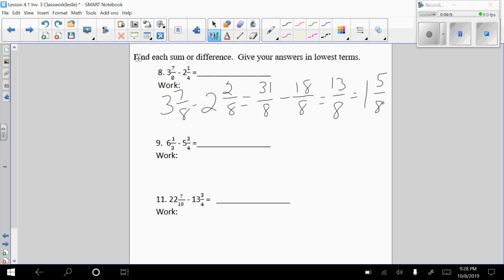Let's look at number 9. 9, I'm going to do what they call borrowing. So I have 6 1/3 minus 5 3/4. Again, I still have to find a common denominator.